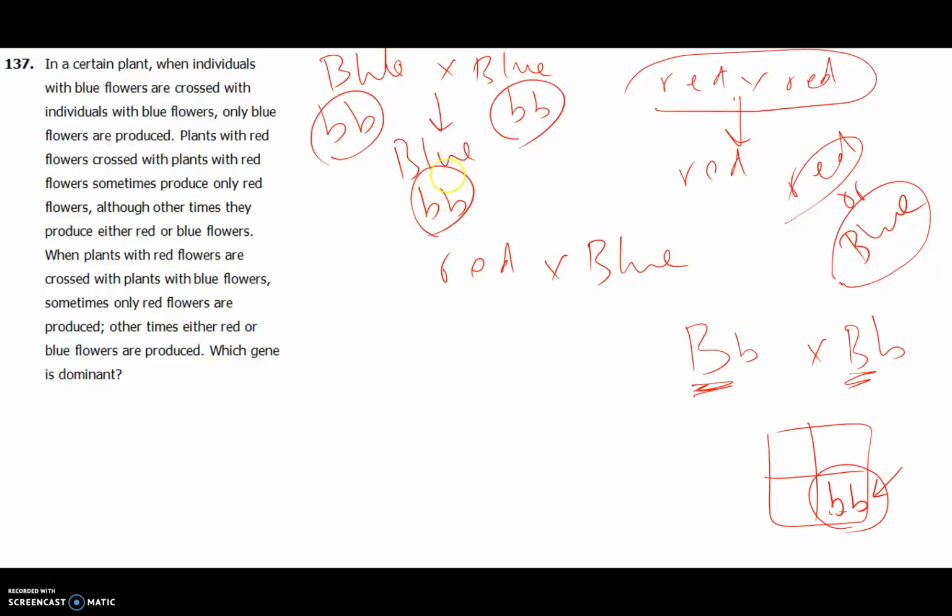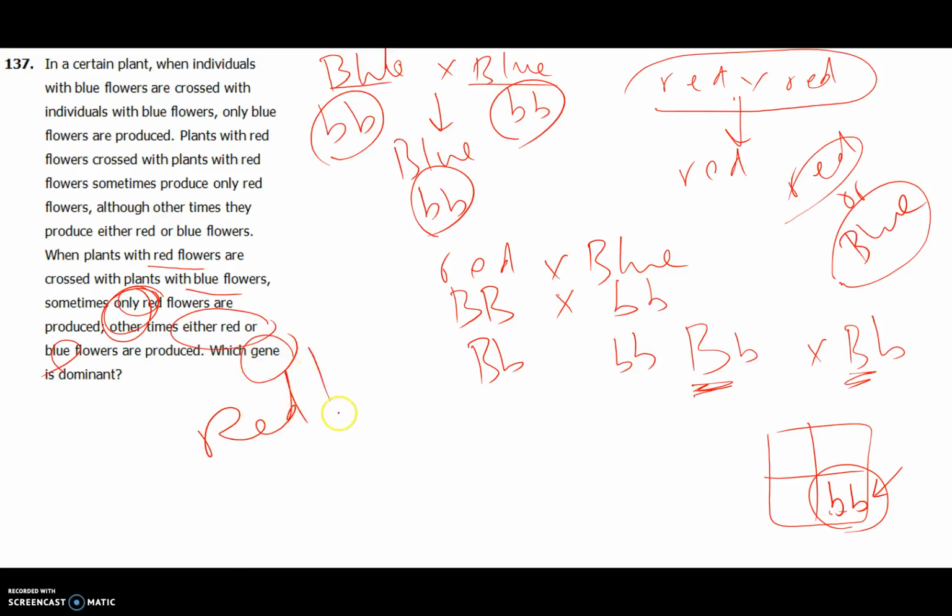It'd be impossible for two blue flowers to have red. Now, when we see this third part, where red flowers are crossed with blue flowers, sometimes only red, and sometimes either red or blue, this would depend on whether the parent is homozygous dominant. If that is our cross, you would get only red. But if the red plant is heterozygous, then you would get about 50% red, 50% blue. So when we talk about which is the dominant gene, it's going to be red.